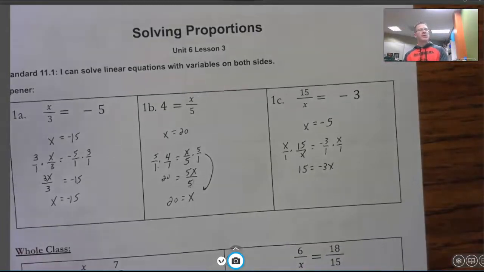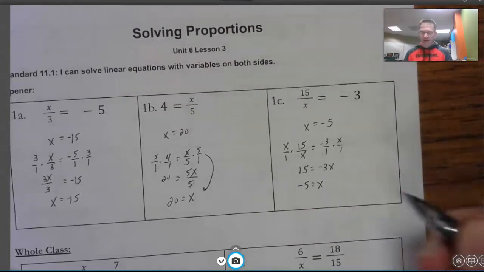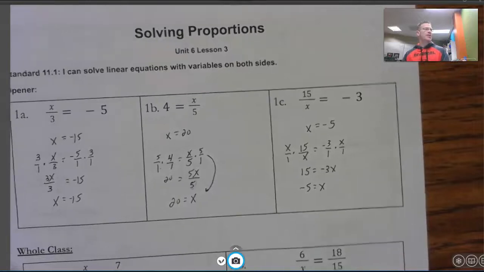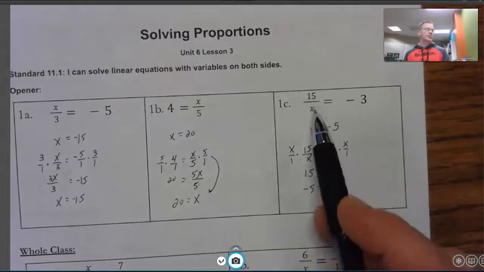And so basically when the variable's in the denominator, it really becomes a multiplication question when we undo that division. And notice, negative 3 times what is 15? Negative 5. All right, so it's very important that when we look at proportions, what we're going to really do is undo division with multiplication.